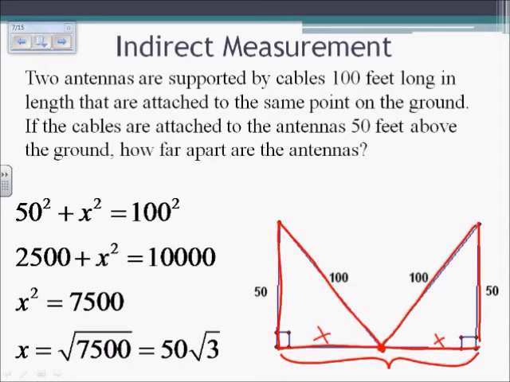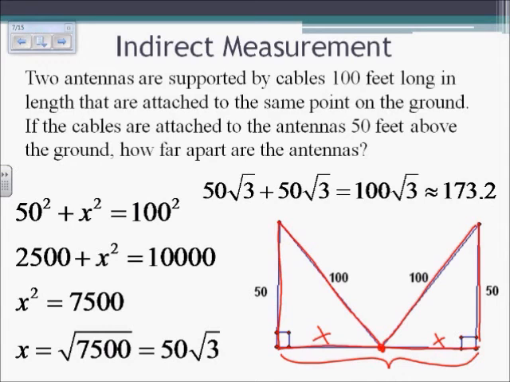base for the distance between. We have two of them, so therefore we'll add them together. 50 square root of 3 plus 50 square root of 3 equals 100 square root of 3, or approximately a distance of 173.2 feet apart.